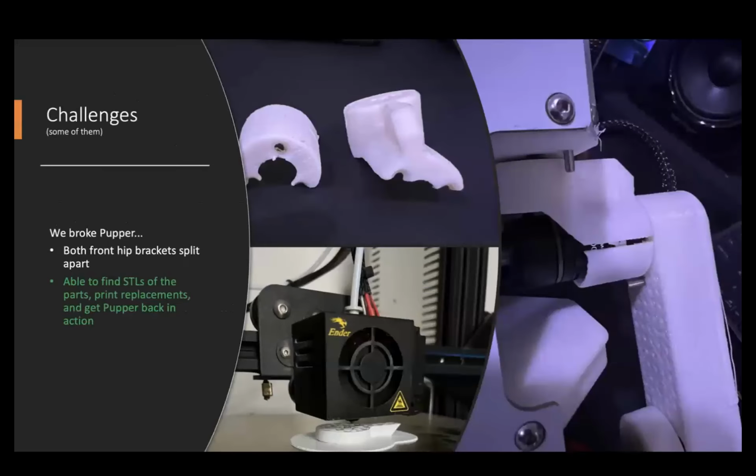Cool. Thank you, Saad. So we'll go over some selected highlights of our mini challenges. First of which being we broke Buffer a couple times actually. The front left and right hip brackets split apart on separate occasions, but fortunately we were able to find the STLs of those parts and print out replacements. So we were able to do a good repair and get it back in action pretty quickly.